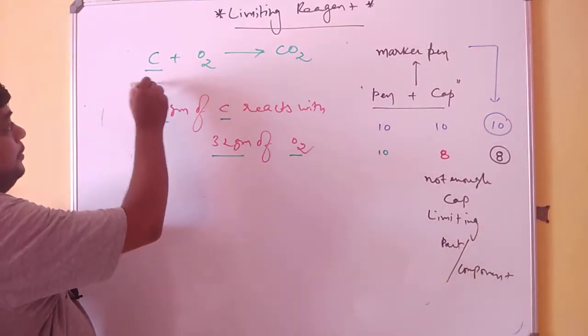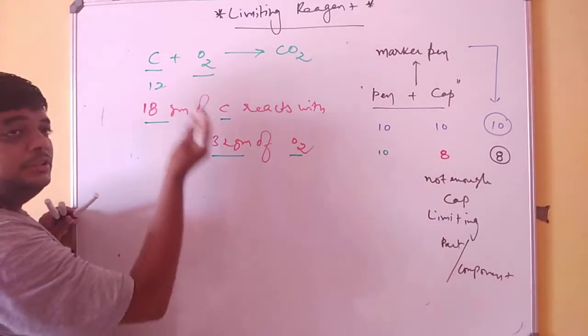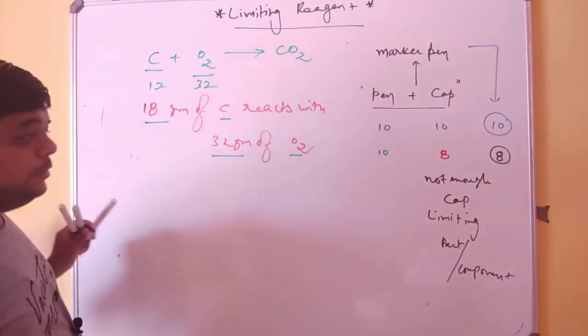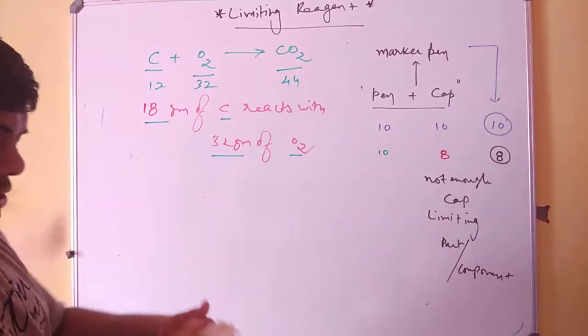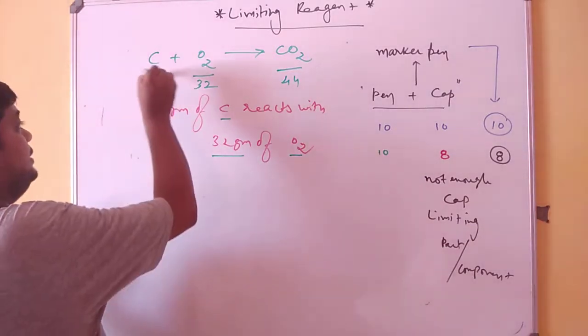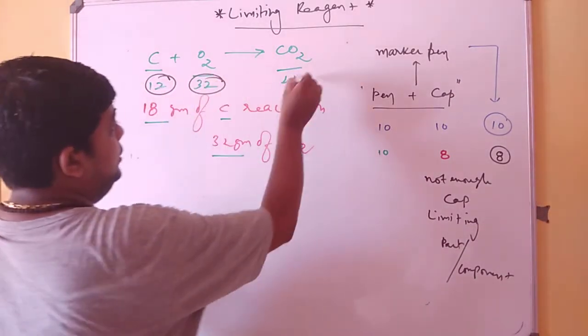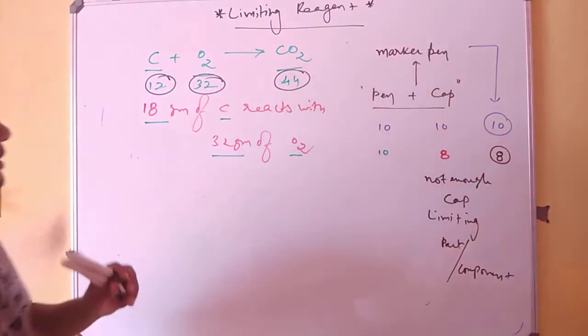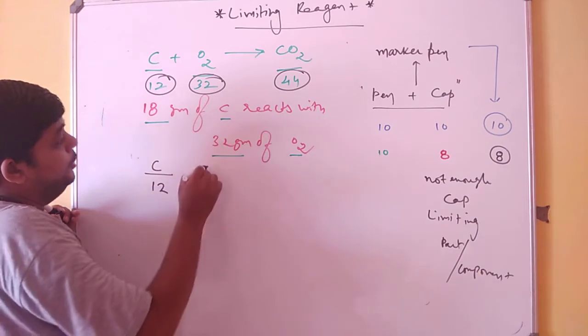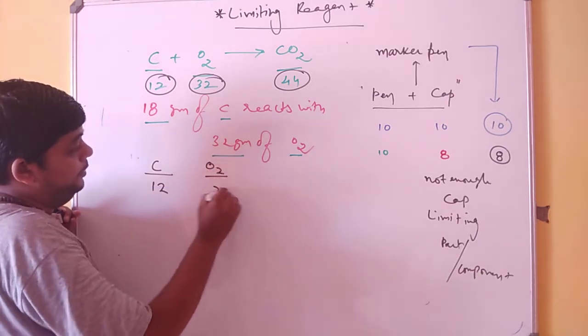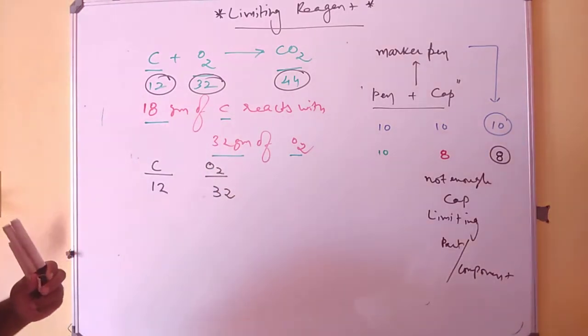Over here carbon is 1 mole, so 12 gram. Oxygen is 1 mole, so it will be 16 times 2, which is 32, and I'll end up by writing 44. Now just have a close look at these values: 12, 32 and 44. See what happens. For every 12 gram of carbon, you require 32 gram of dioxygen.